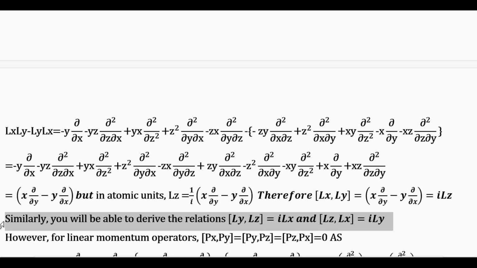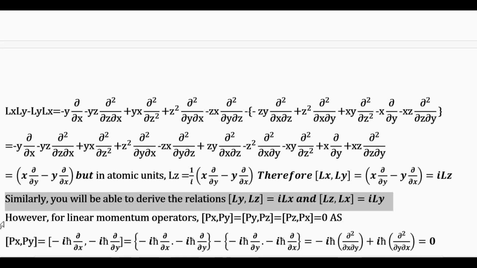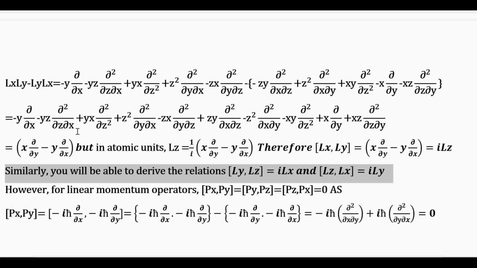Now, this derivation was tedious, but it was not really very difficult. So with the understanding that I have already provided, particularly the mathematical understanding in the first example, you can easily calculate the commutator of Ly and Lz, and you know that the answer is going to be iLx, because the commutator of Lx and Ly is equal to iLz. Therefore the commutator of Ly and Lz is going to be iLx. And in the same way you can also calculate the commutator of Lz and Lx, that is going to be equal to iLy.